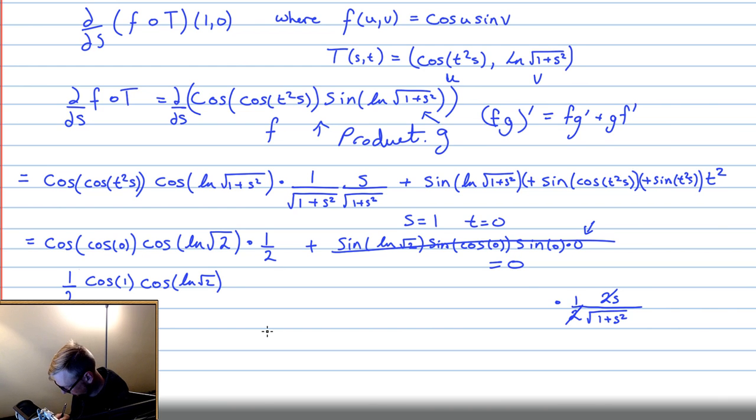Cosine times cosine of 0. Cosine natural log of root 2. That's 1/2. Sine natural log of root 2. Sine cosine of 0. Sine 0. That's 0. This equals 1/2 cos of 1. Cosine of natural log of root 2. Holy bananas.